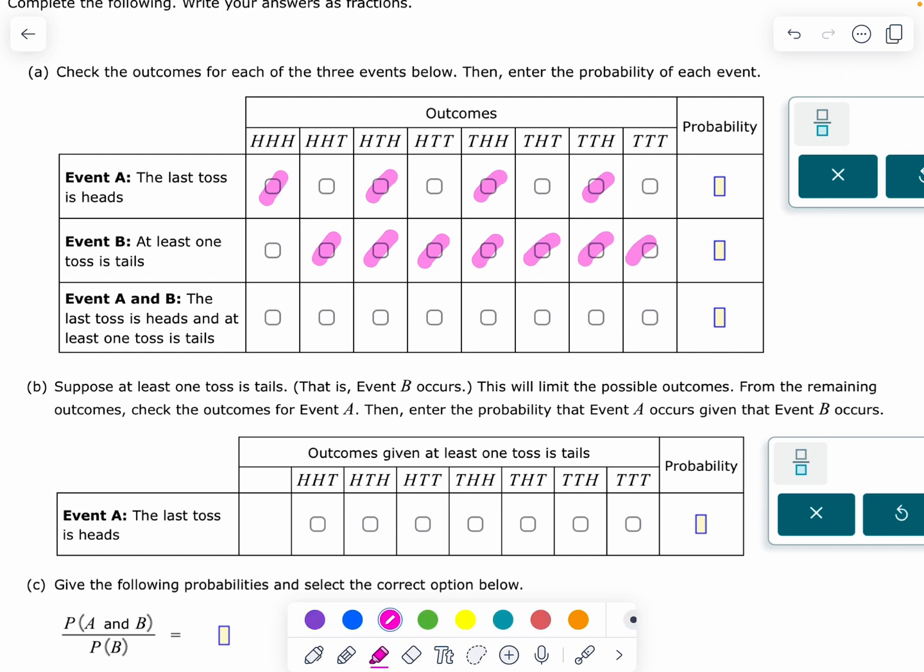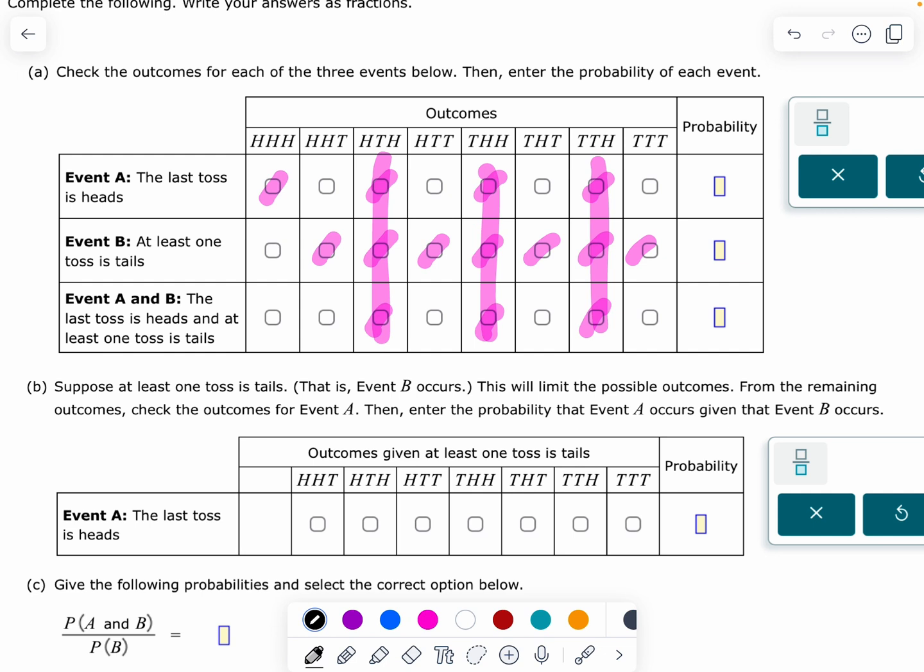And let's see, the last one, event A and B. The last toss is heads, and at least one toss is tails. Okay. So that would be where we checked both lines. So that would be this one, and that one, because we checked both lines.